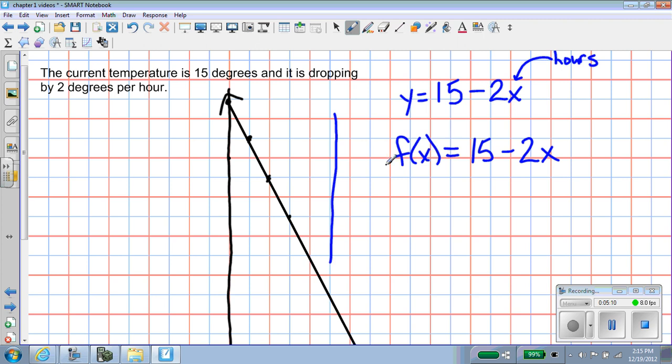I could also do several ordered pairs. At time 0, the temperature is 15. 1 hour later, the temperature is 13. 2 hours from the start, the temperature is 11. Like that.